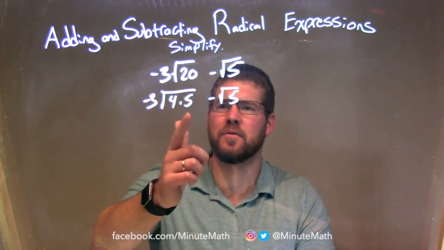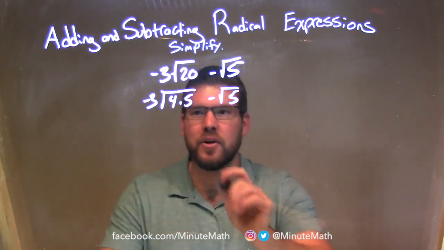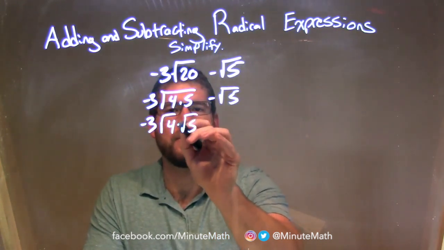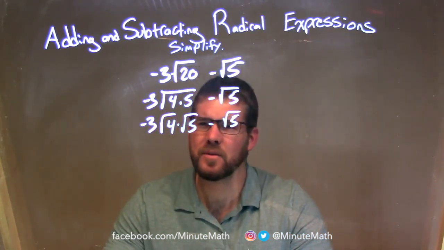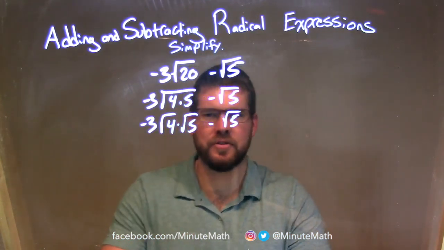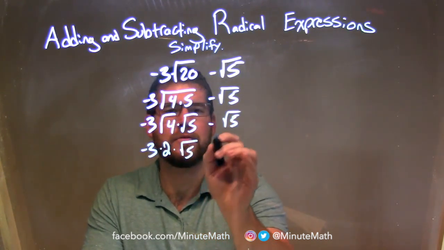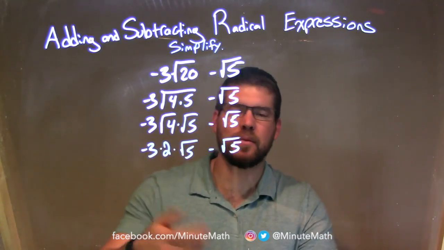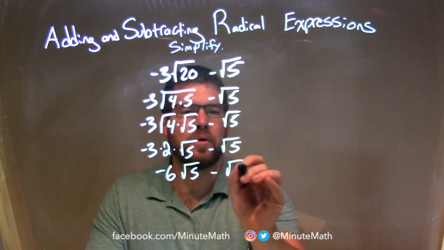Well, now we have 4 times 5, being that 20. So multiplication inside of the square root, we can separate that. So we have negative 3 times the square root of 4 times the square root of 5, multiplication there, minus the square root of 5. Okay. Well, we can simplify a little bit now. Square root of 4 is just a 2. So we have negative 3 times a 2 times the square root of 5 minus the square root of 5. Well, negative 3 times 2 is a negative 6. So we have a negative 6 square root of 5 here minus square root of 5.